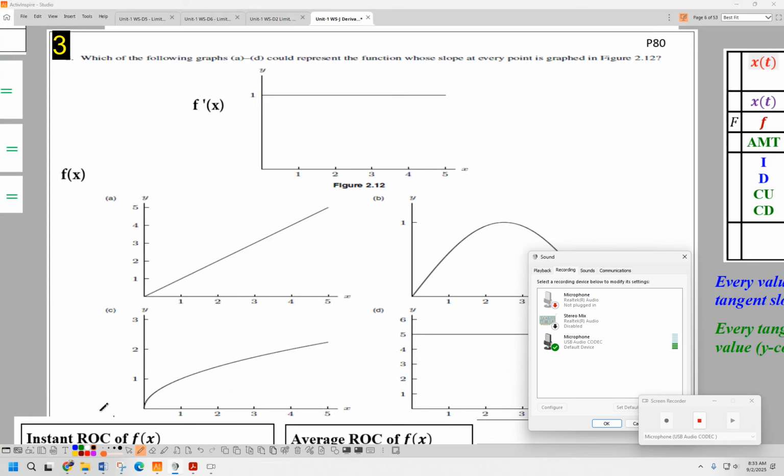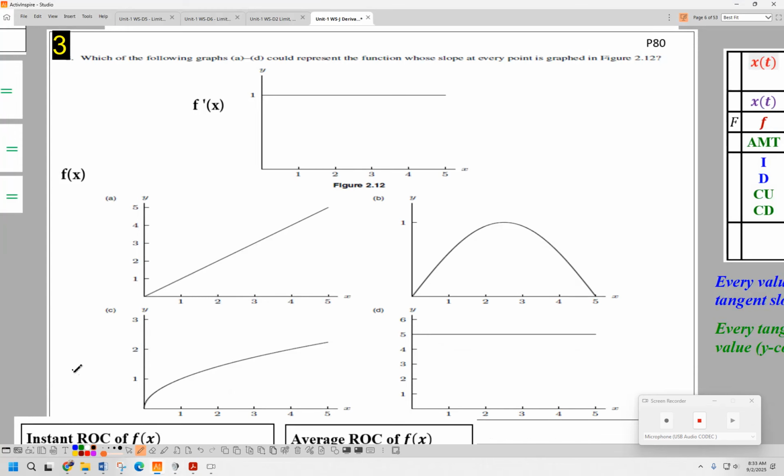Okay, here we go, number 3. Number 3 is the opposite. Number 3 says, which of the graphs below can represent the function whose slope is graphed first? So up here, they're now graphing a bunch of dots whose y-coordinates are all positive, and they're all equal to 1.